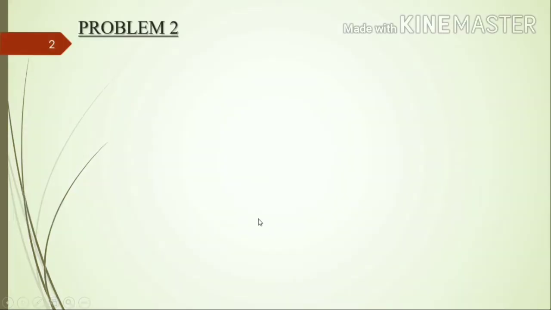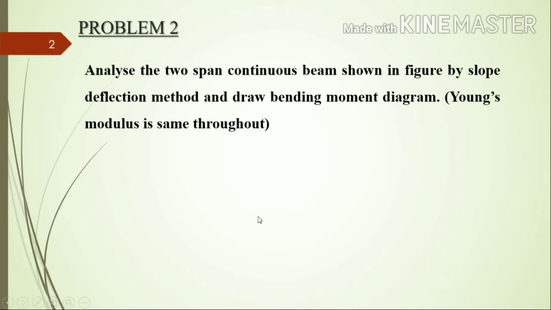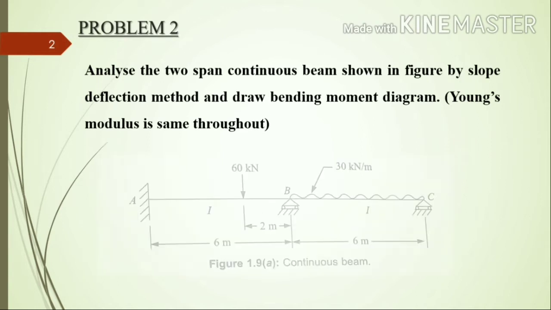Next we move to second problem. Analyze the two-span continuous beam shown in figure by slope deflection method and draw bending moment diagram. Young's modulus is same throughout.